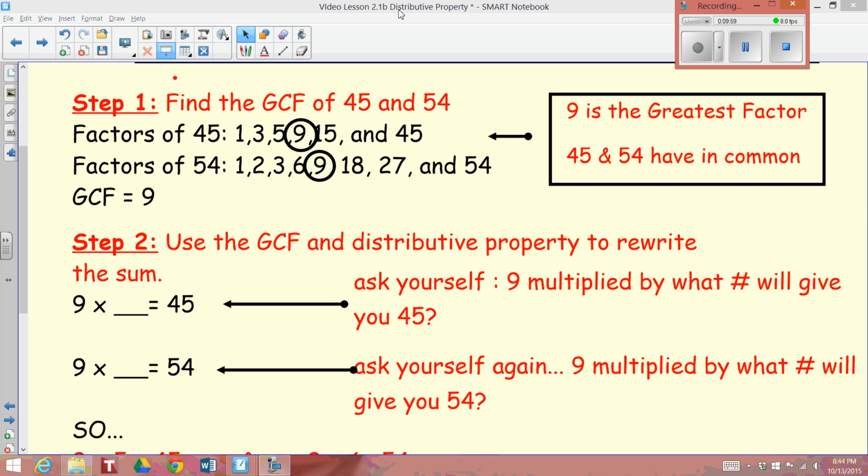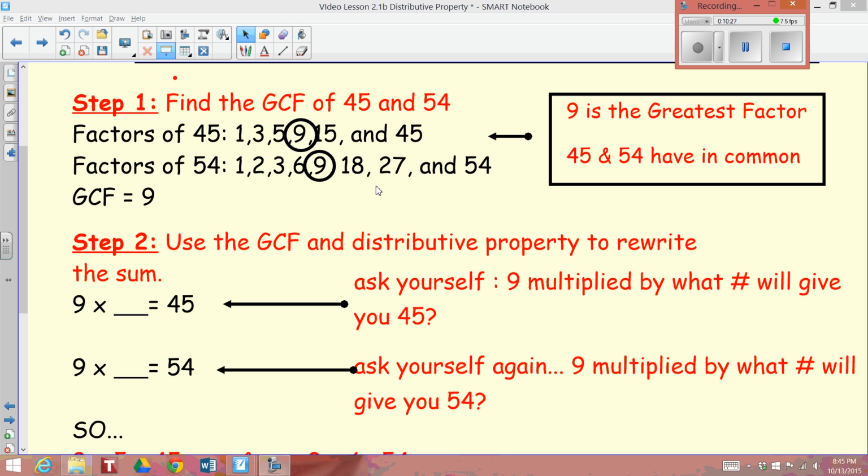So if I want to rewrite that using the distributive property, I can use the greatest common factor because I can think of my groupings again. So the first step, find the GCF of 45 and 54. And after I do my factor rainbow or any strategy I've learned, I realize 9 is the greatest common factor. So I'm going to put 9 on the outside of my parentheses. The greatest number of groupings would be 9.